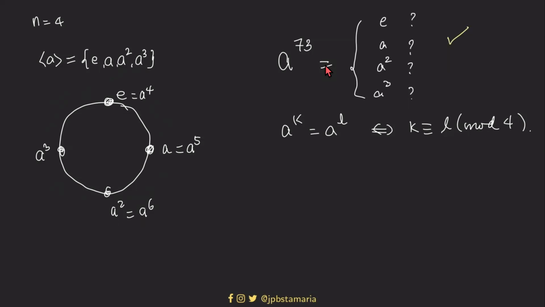Kasi si 73 is congruent to 1 modulo 4. It's not congruent to 0 kasi hindi siya divisible sa 4. It's not congruent to 2. Paano ba nalalaman kung saan siya mag-fall? Ano yung ginagawa nyo sa isip nyo when you think about this? Meron kayong ginagawa eh. Can you share that to me? Anong operation yung ginagawa nyo to determine saan mag-fall yung a to the 73?